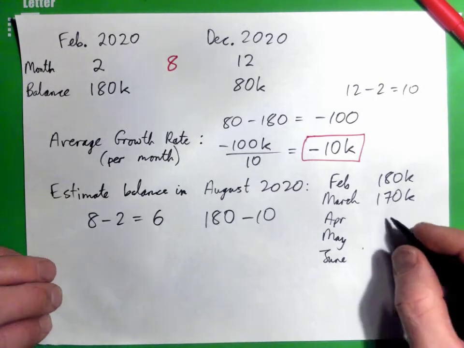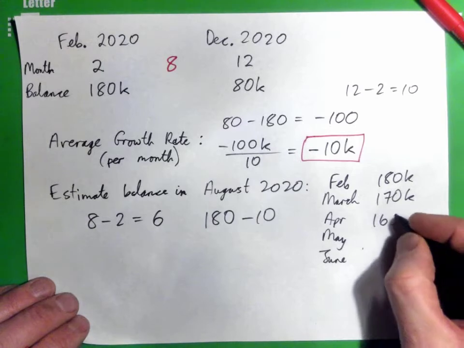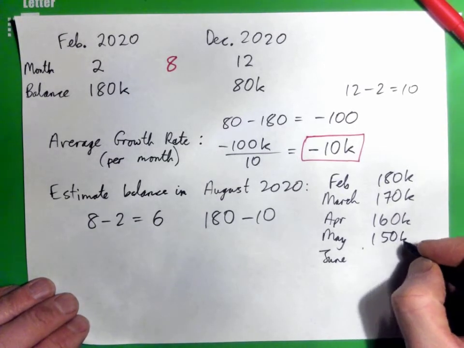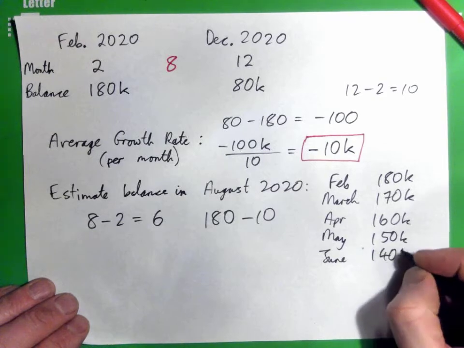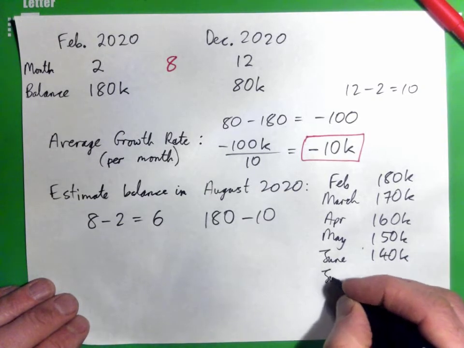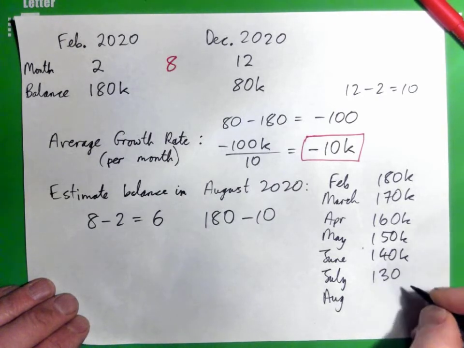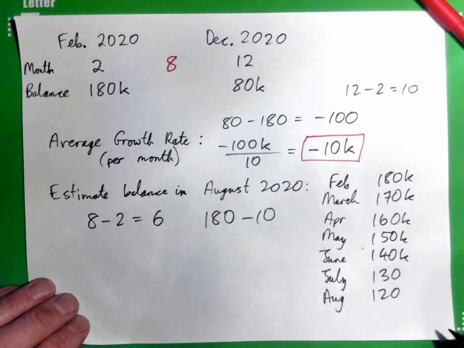In April, we lose another 10, we have 160. May, we have 150,000. June, we have 140,000. July, August. July, we have 130,000. August, we have 120, right? So we can do that if we want.